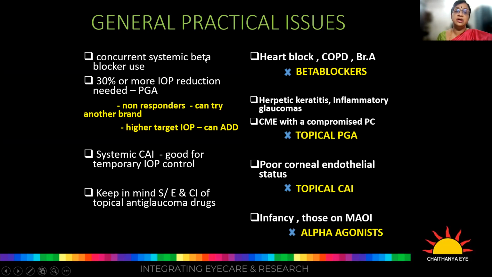When you have concurrent systemic beta blocker use for hypertension, it is better to avoid the topical because you may not get the desired effect. Other things I have discussed already. The poor corneal endotheliums, it's better to avoid the carbonic anhydrase inhibitors. Then when you don't get the expected response with the prostaglandin analog, you can actually switch to another drug from the same group. Sometimes it works. Even when you have hyperpigmentation or hypertrichosis with one, or excessive hyperemia with one, you can try for a switch and it does work out.